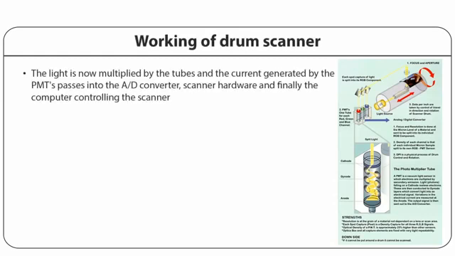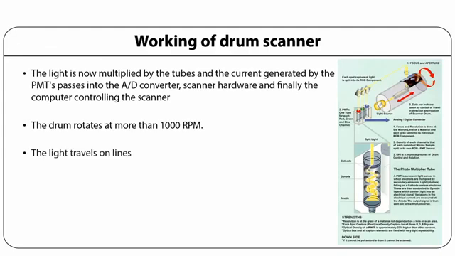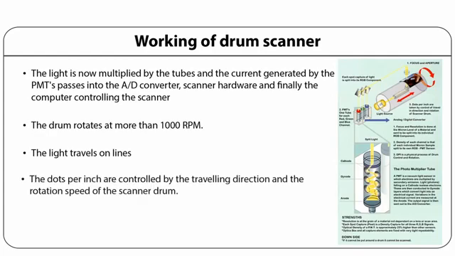That is PMTs. The current generated from the PMTs passes into an analog to digital converter through the scanner hardware to the computer. In the computer, all three colors are recorded separately for every pixel. In a drum scanner, the drum rotates at more than 1000 RPM and the light travels on horizontal and vertical lines. The DPI is controlled by the rotation speed of the drum and the direction of the light. The higher the rotation speed, the higher the DPI.